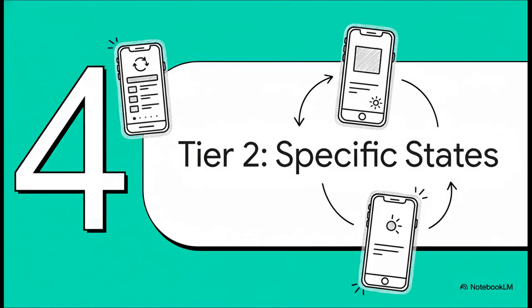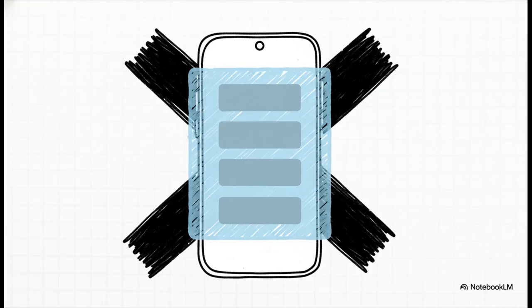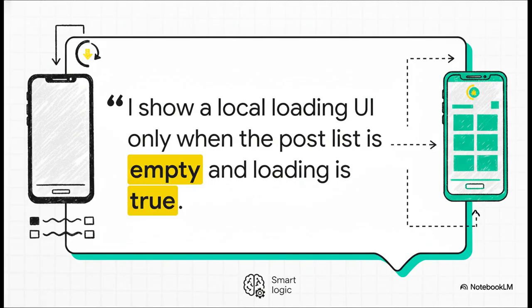Okay, so that's our big global hammer. Now let's talk about the scalpel. This is Tier 2, the screen-specific states. This is where we handle the unique loading needs of individual screens. Because, let's face it, a list view has totally different needs than a simple data display. Our first use case is a classic. A screen that shows a list of items, like posts, that you can refresh. Now, using that big global overlay here would feel heavy-handed, just totally out of place. The logic here is super smart. You show a dedicated loading indicator only on that initial load, when the screen is totally empty. After that, it's just the standard pull to refresh that users already expect.